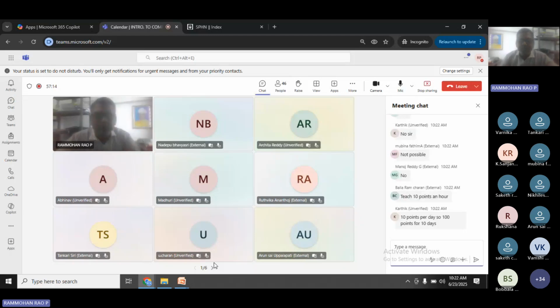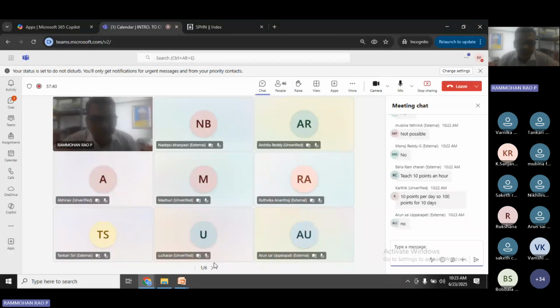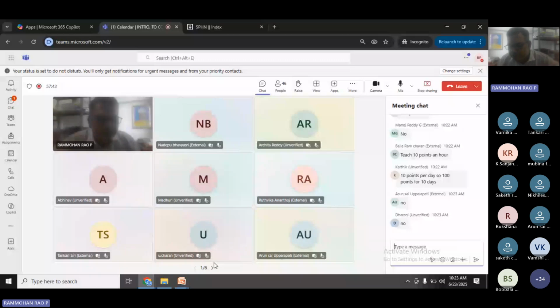The other option is very simple. Instead of me teaching 100 points per hour, I should start teaching only 10 points per hour. Now tell me, if I can teach 100 points per hour, but I am teaching only 10 points per hour, then what is my efficiency? Am I operating at my full strength? Am I operating at my full capacity? What is the percentage of my efficiency?